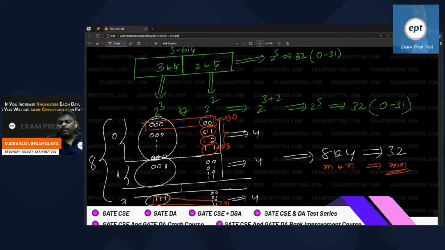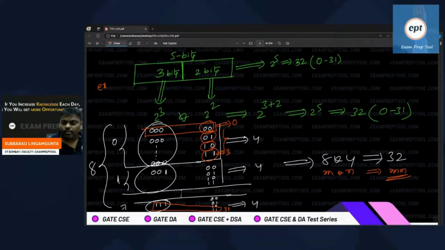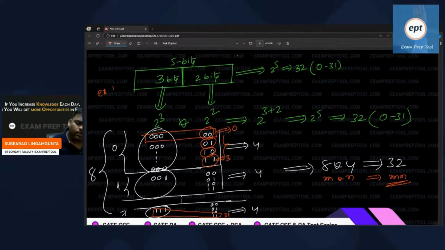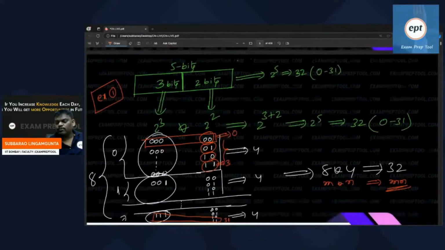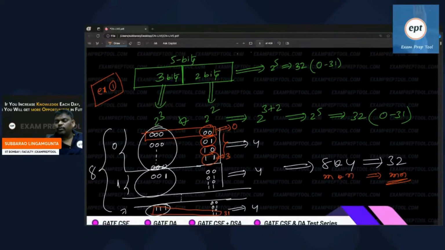I hope everyone is perfect. Anyone having any doubt? This is the next example, this may be the next model. Let's see example one. Check if anyone has even a little doubt. Let me know.